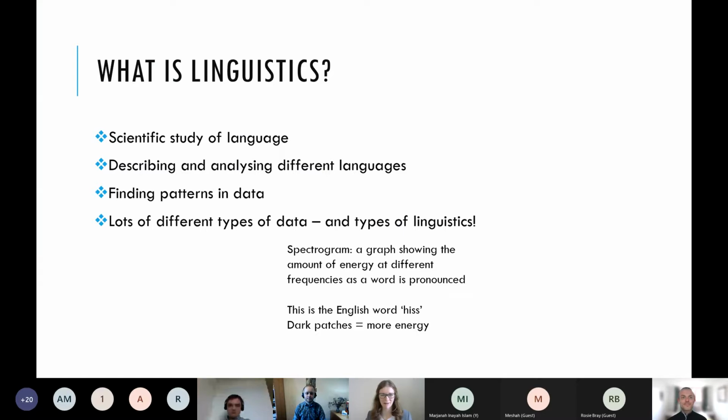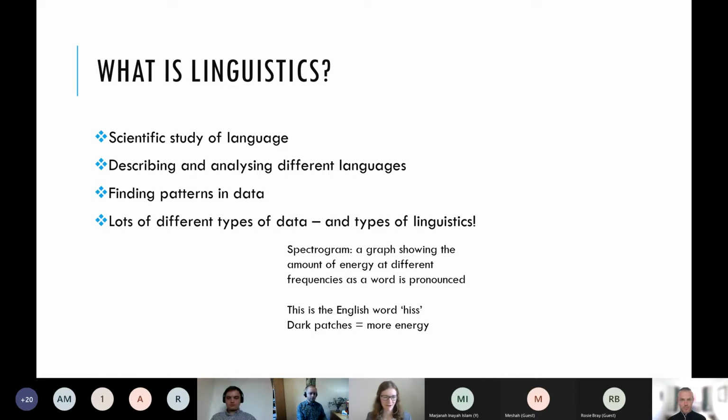Next slide. So linguistics is sometimes characterized as the scientific study of language. It's not about learning a language, how to speak it or read it or how to write it, but it's about describing and analyzing languages. The language itself is the object of study in linguistics. So we're interested in all kinds of facts about languages and how they're related. So like lots of subjects with a scientific approach, linguistics is all about finding patterns in data. And we use lots of different types of data, which means there are lots of types of linguistics.